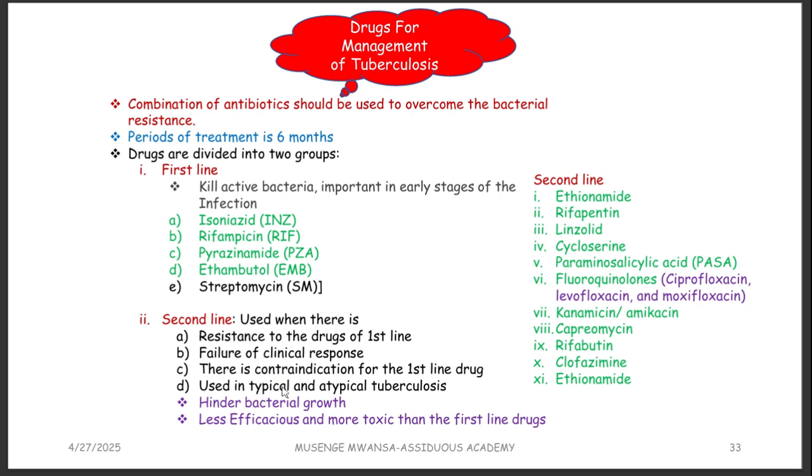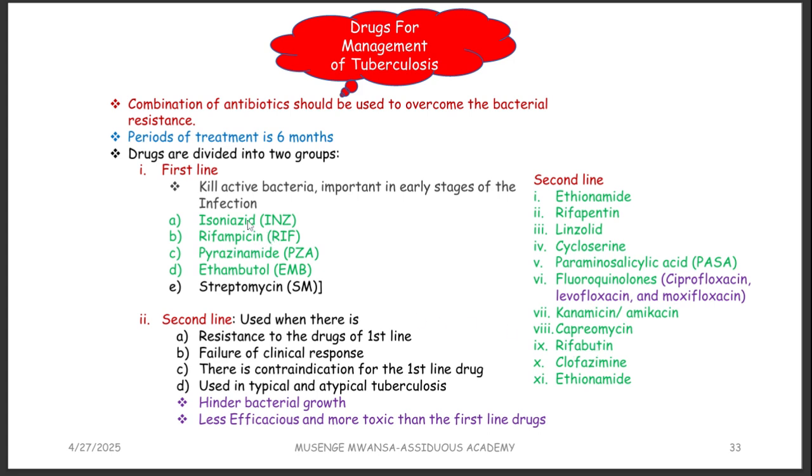Second line, these you only give when the first line has failed or when there is contraindication to first line, and they're also used in typical and atypical TB. The thing is that they've got a lot of side effects, and these ones are not really bactericidal but bacteriostatic. They include drugs like the fluoroquinolones, ciprofloxacin, levofloxacin, moxifloxacin. You have got the injectable anti-TB drugs like kanamycin, amikacin. You have got rifabutin.